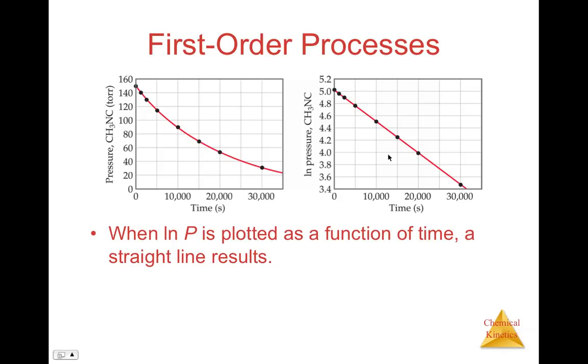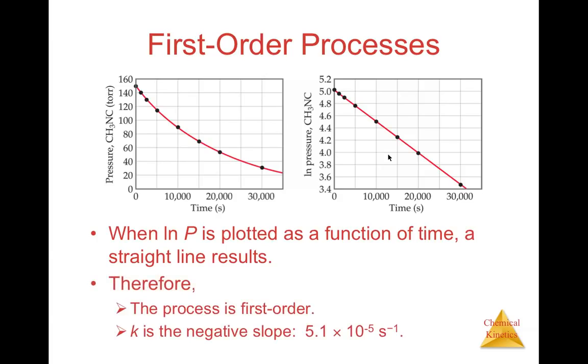By graphically looking at the natural log of the concentration versus time and getting a straight line with a negative slope, we can find out that it's a first order process. And you can find the slope of the line to find the rate constant.